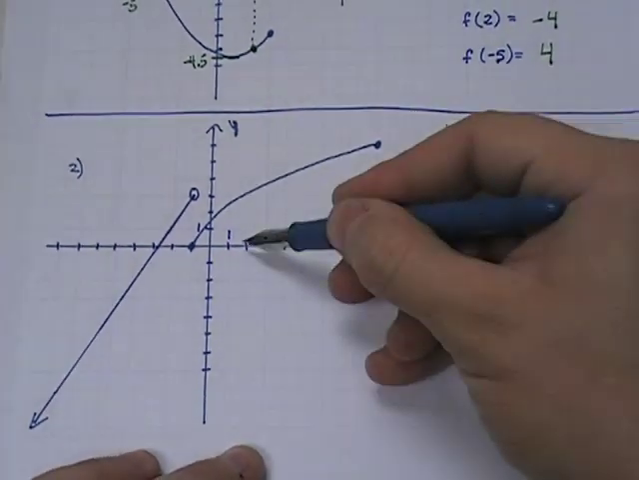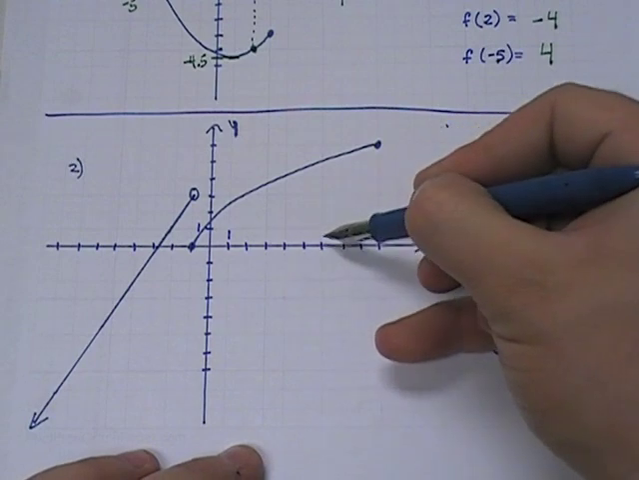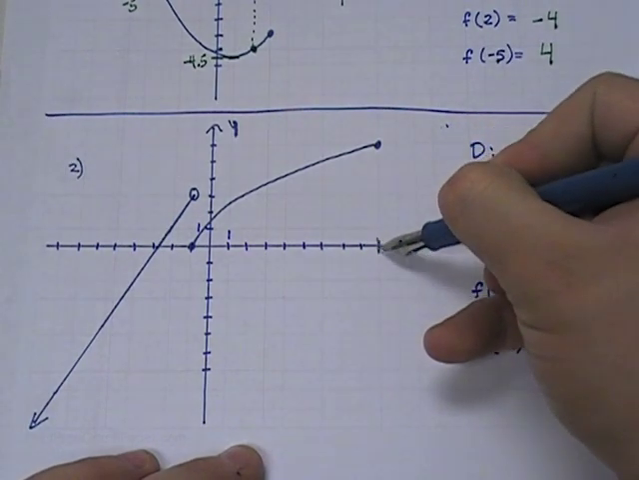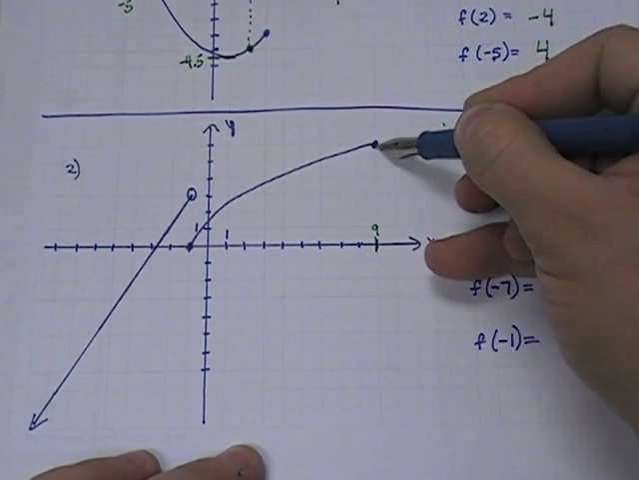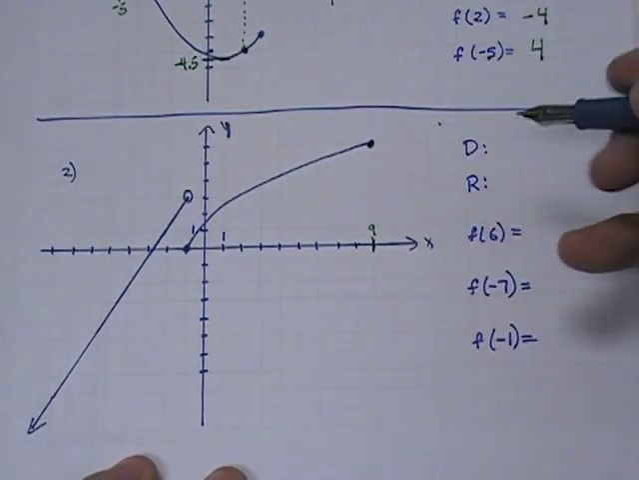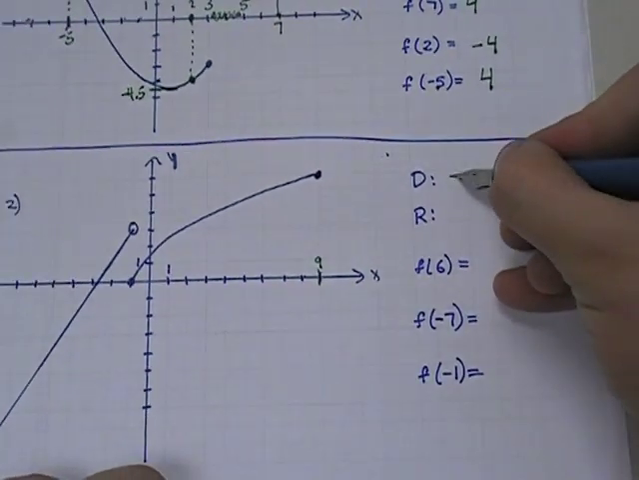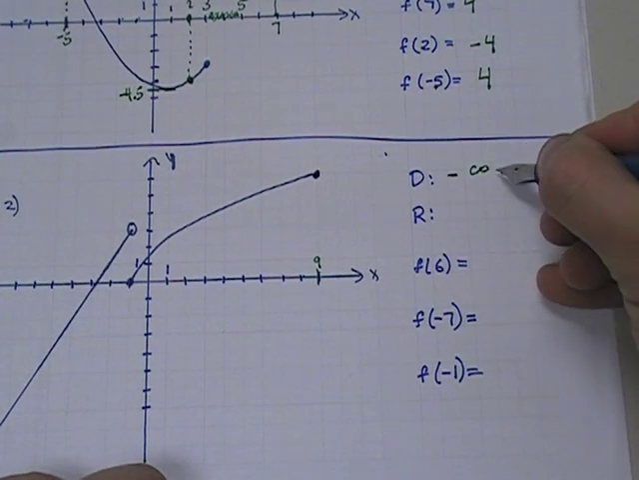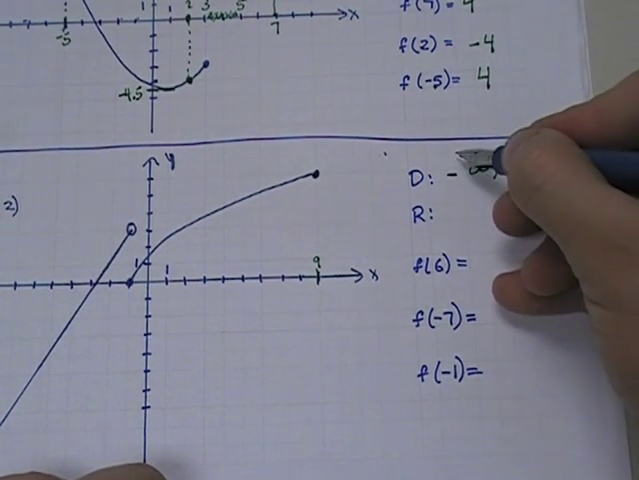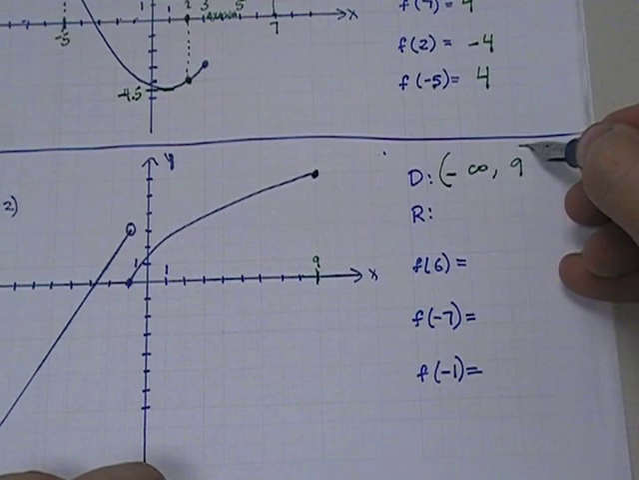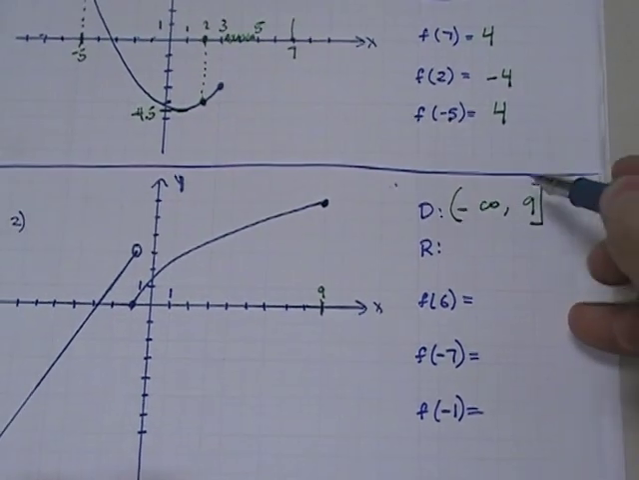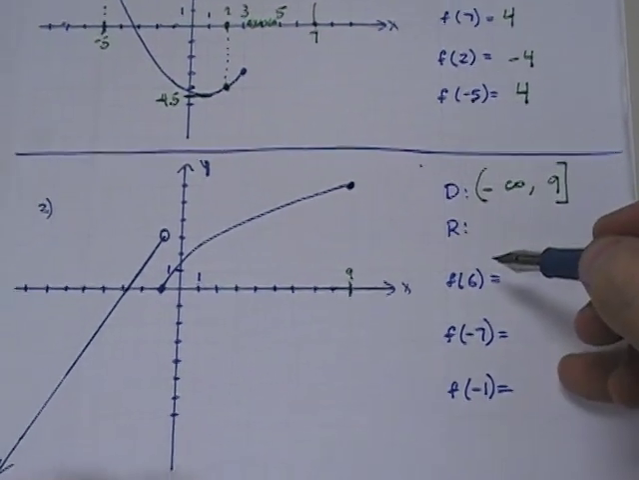But then going to the right, it stops at 2, 3, 4, 5, 6, 7, 8, 9. It actually stops at 9. There's no arrow point here. So what is the domain? It's negative infinity to 9. This is open and this is closed, so we put a nice little bracket there.